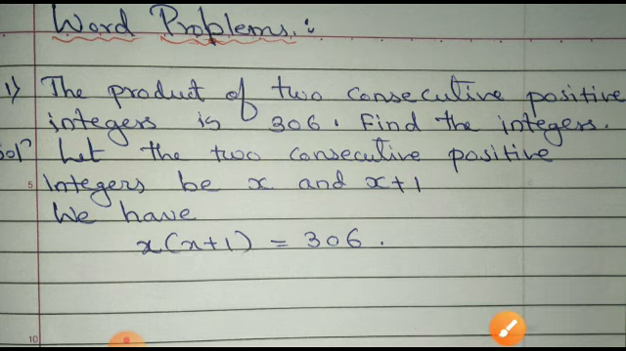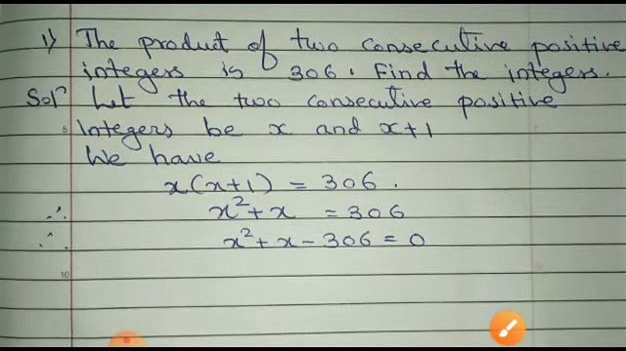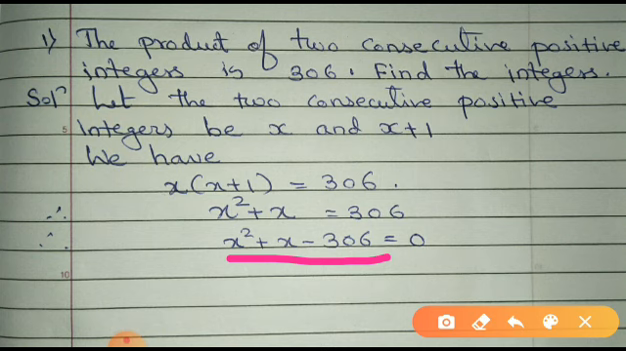Now simplify this. After simplification I'll get x square plus x minus 306 equal to 0. Now we have to find the value of x. That means again by the factorization method, the sum is 1 and the product is 306. See, when the numbers are big, you can use the prime factorization method, or any method that is easier for you.